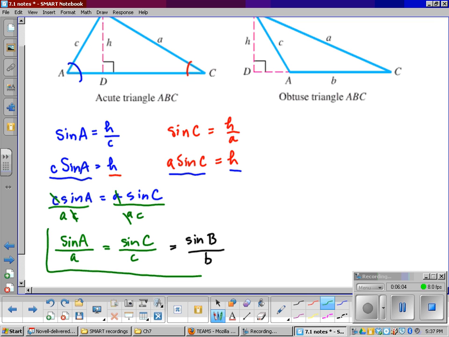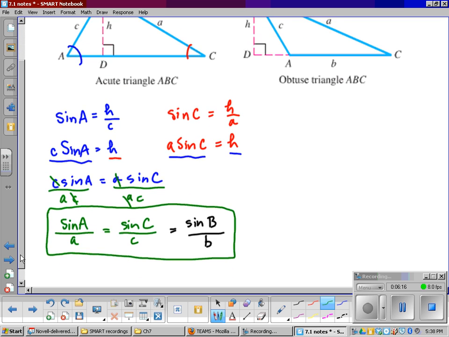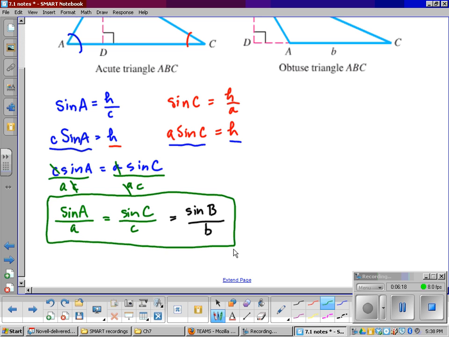This is the law of sines. But you'll see in our examples that you may use sine angle A is to side A, as sine B is to side B. And those are the only 2 pieces that you would use. You would not use all 3 pieces together at the same time.